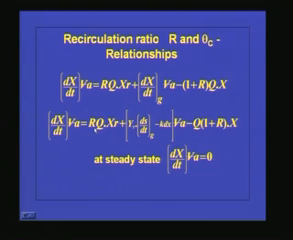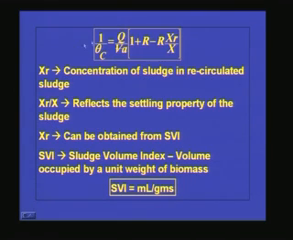So, we can write like this: Rq into Xr plus, this time we are replacing by Ytq minus Kd multiplied by X into Va, minus Q into 1 plus R into X. At steady state again this term will be becoming 0. So, we will be getting another relationship as 1 by theta c equal to Q by Va into 1 plus R minus R into Xr by X.